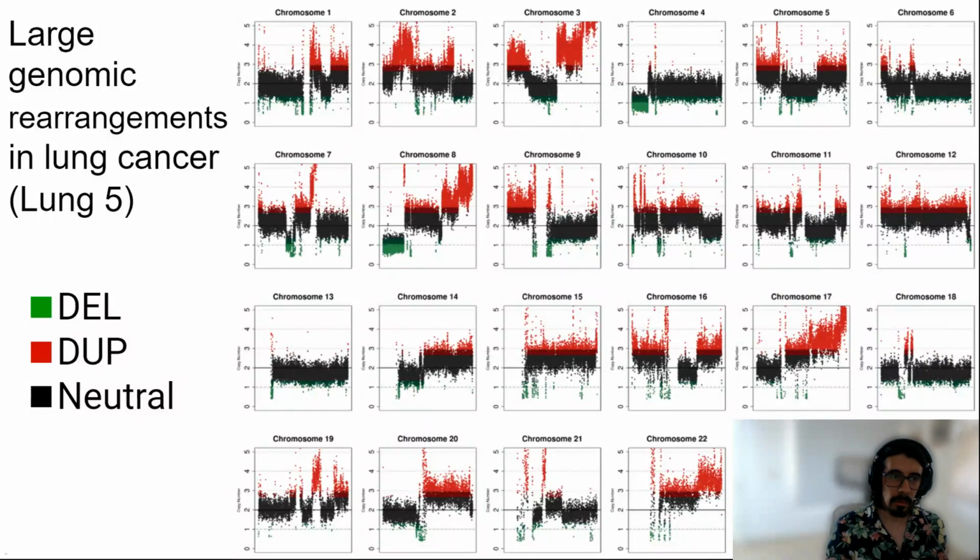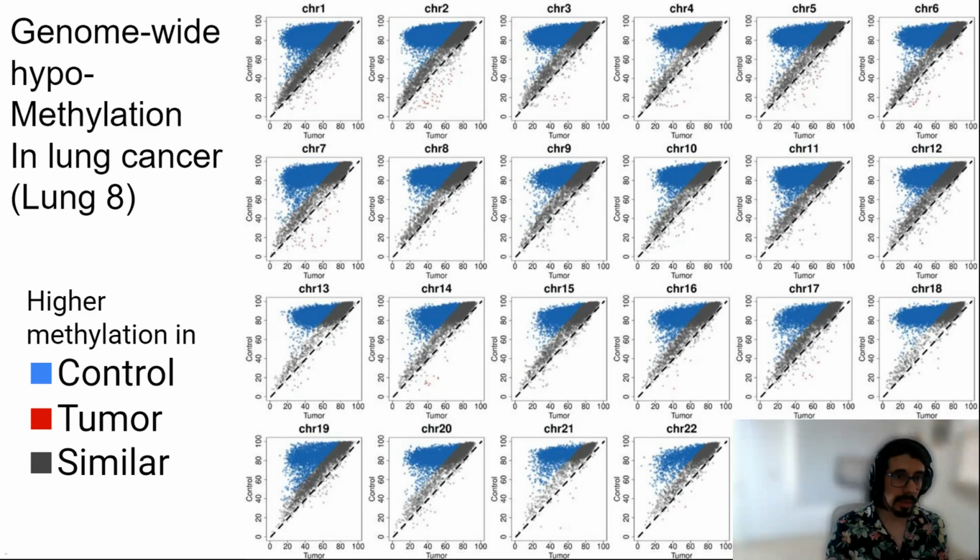Next, we assess methylation. And we see that in lung 8, in this cancer sample, we have genome-wide hypomethylation. Again, control is in blue, tumor is in red, and gray is similar. It means that blue are all the dots in a particular chromosome that have higher methylation in the control than the tumor. And you see a lot of blue and not much red.